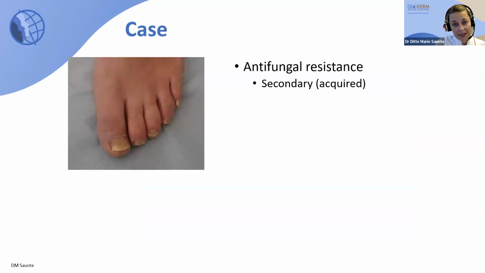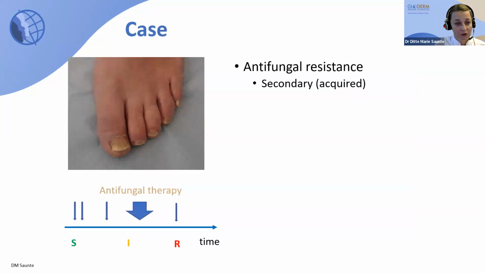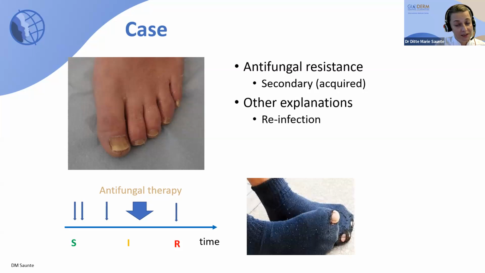So if we look at our case here, he might have a secondary acquired antifungal resistance by using antifungal therapy on and off over years, and then a selection will occur or a mutation will occur in the fungus, giving this antifungal resistance. Another explanation might be that the patient is reinfected. For instance, he's using his socks, not cleaning them properly, so he might reinfect himself.